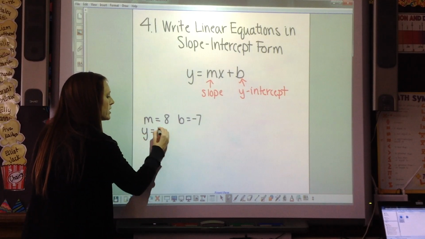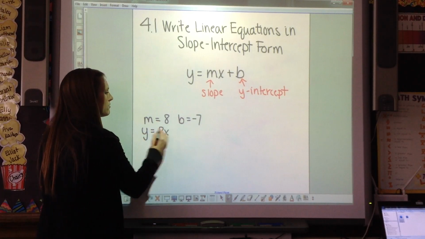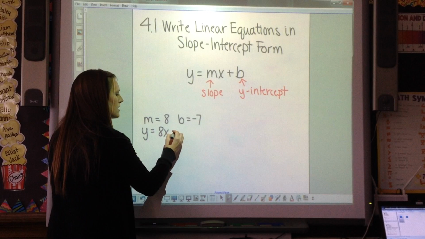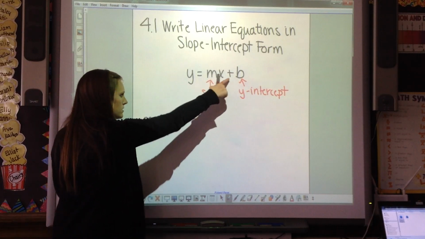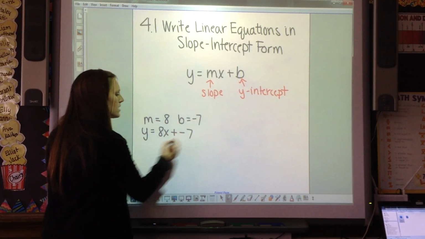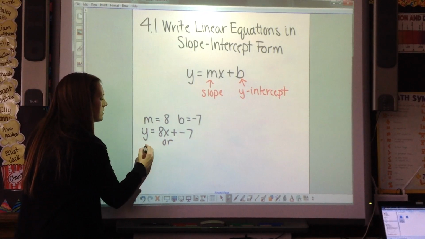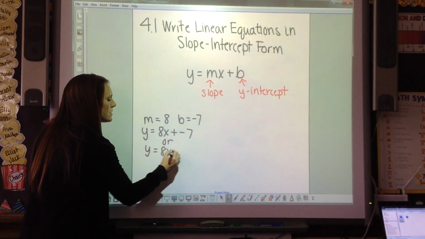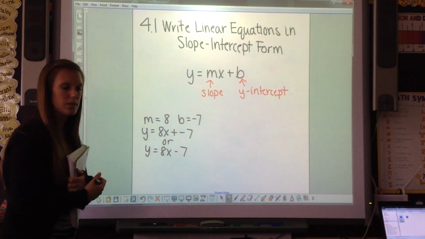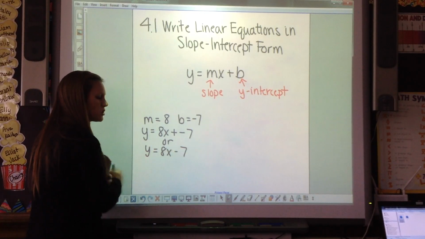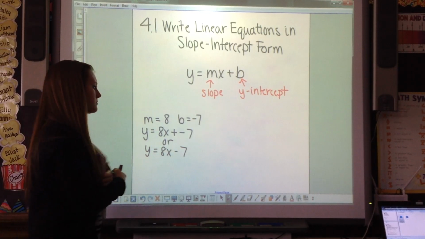Instead of writing m, I'm writing 8. Instead of writing b, I'm writing negative 7. So here you can say, because this is plus, you can say plus a negative 7, or you can say minus 7. They mean the same thing. This bottom equation is the most complete answer.